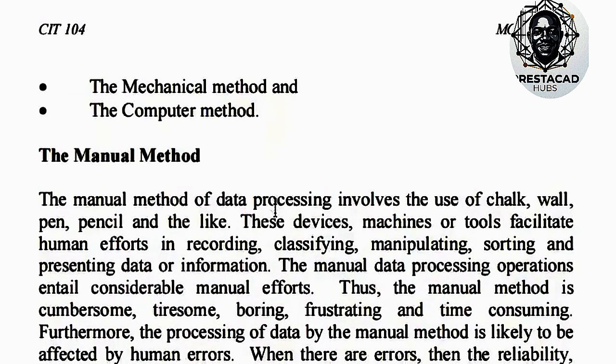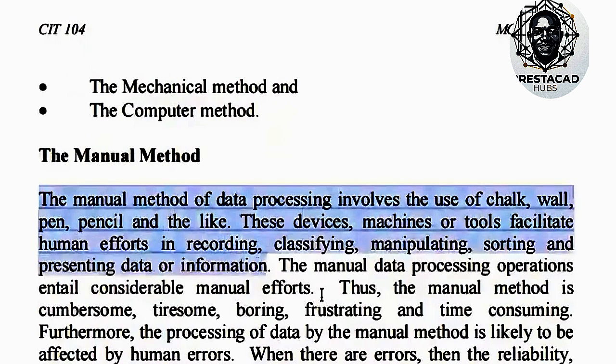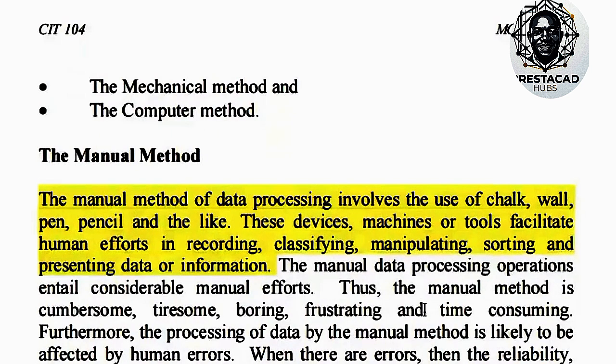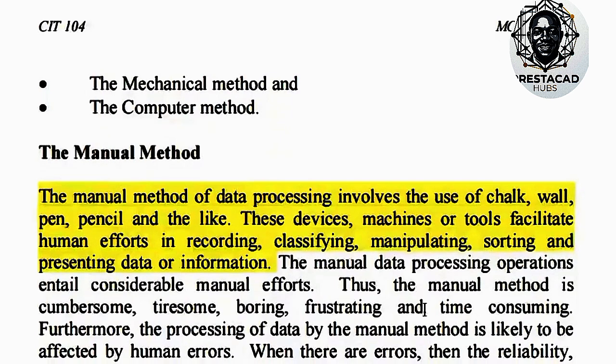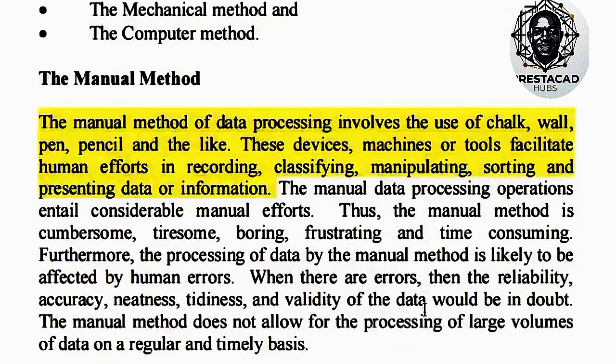So as I was saying, the manual method of data processing involves the use of chalk, pen, pencil, and the like. These devices, machines, or tools facilitate human effort in recording, manipulating, sorting, and presenting data or information. So any form of data processing that involves the use of human effort throughout the processing operation is a manual method of converting data into information.